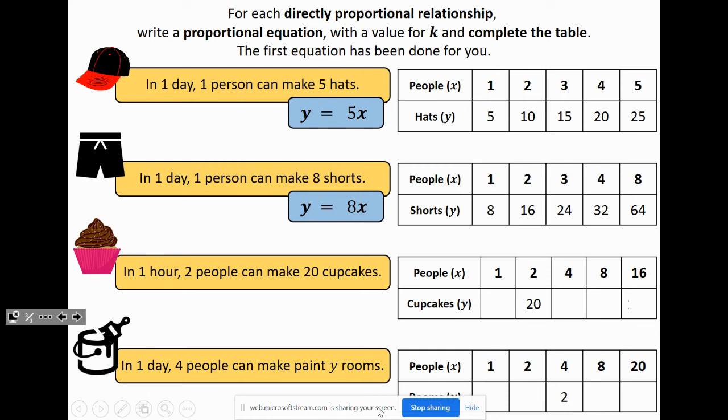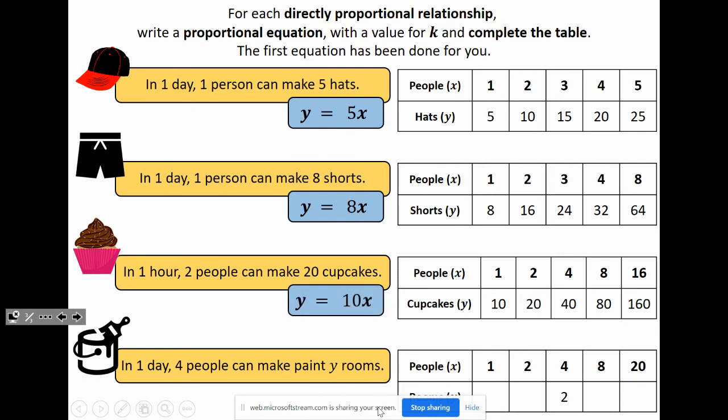For the next one, we have in 1 hour, 2 people can make 20 cupcakes. Well, that should be that one person then would be able to make 10 cupcakes in an hour. So 4 would make 40, 8 would make 80, 16 would make 160. You can see that the number of cupcakes is 10 times the number of people, so y equals 10x.